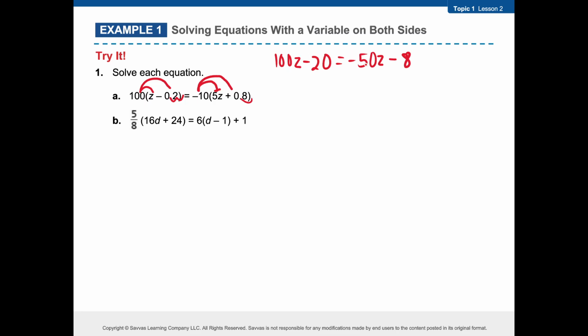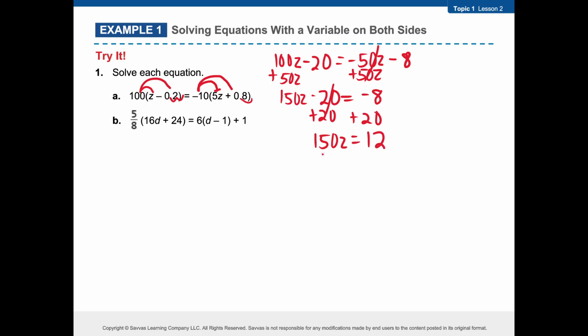Variables on opposite sides. Negative is always smaller. So I would have added 50z to both sides. 150z minus 20 equals, very important, bring down that negative 8. Add 20 to both sides. 150z equals 12. Always divide by the number with the variable.